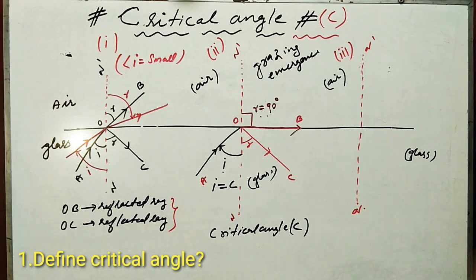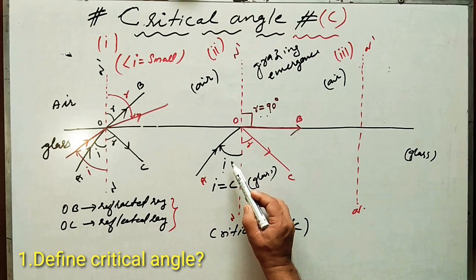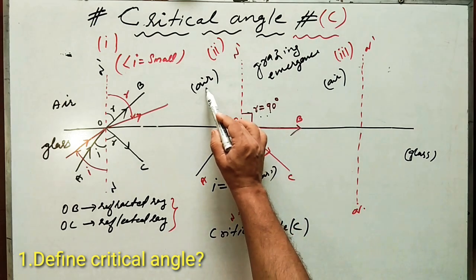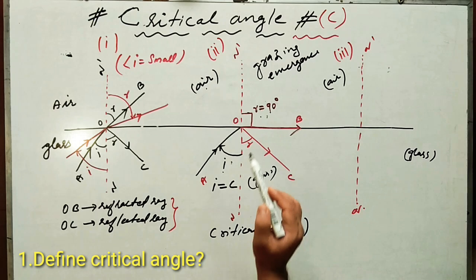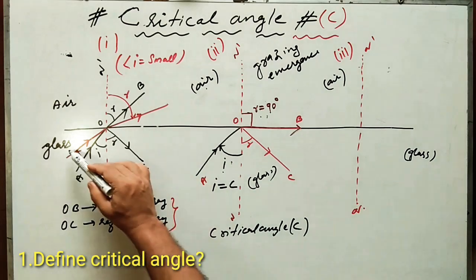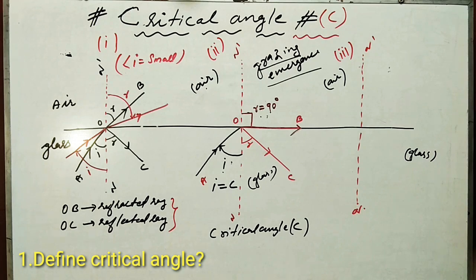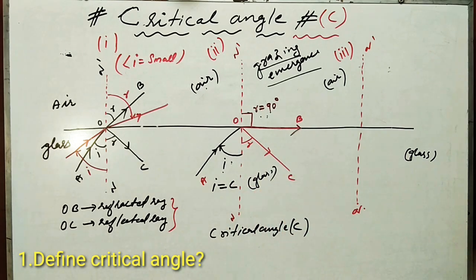So what is critical angle? Critical angle is the angle of incidence in the denser medium corresponding to which the angle of refraction in the rarer medium is 90 degrees. At the critical angle, the refracted ray passes along the periphery of the surface of separation between glass and air. This is known as grazing emergence. We get a weak refracted ray along OB and a strong reflected ray along OC.